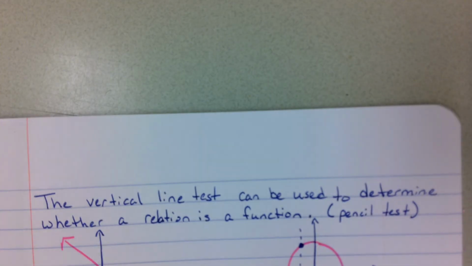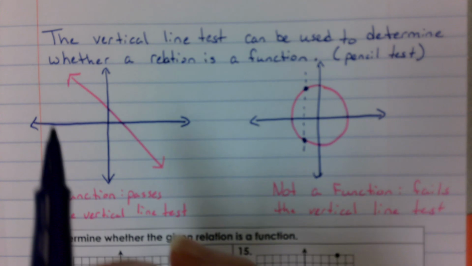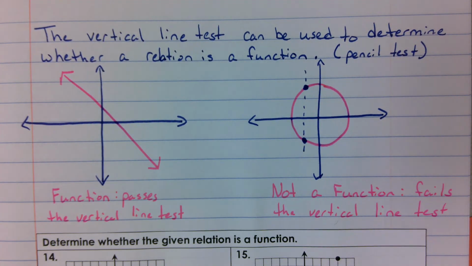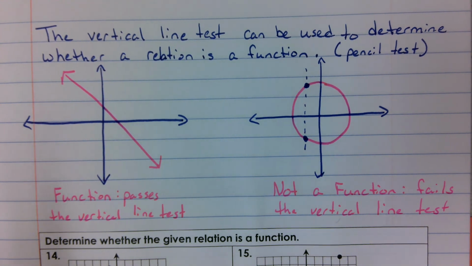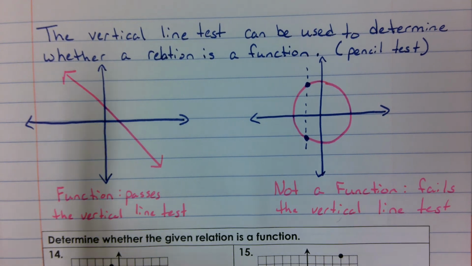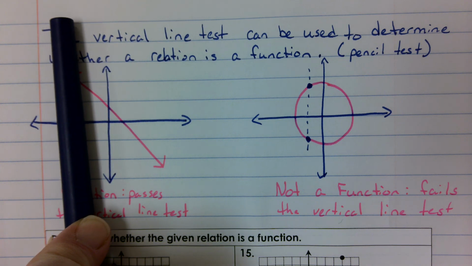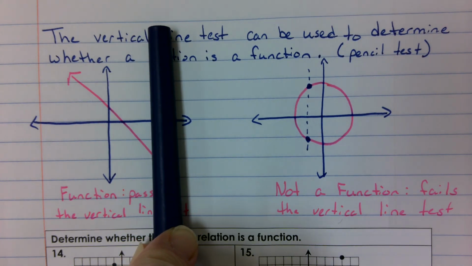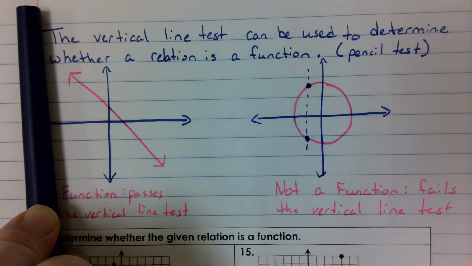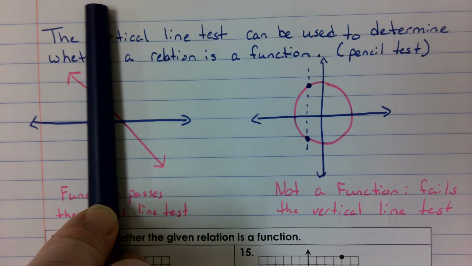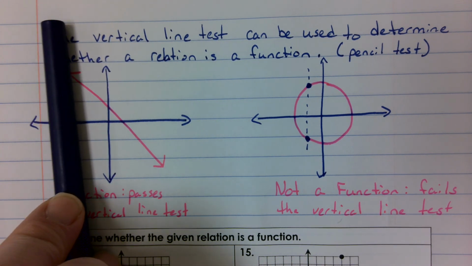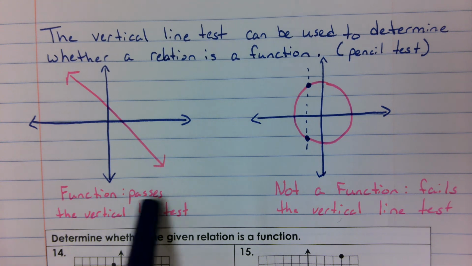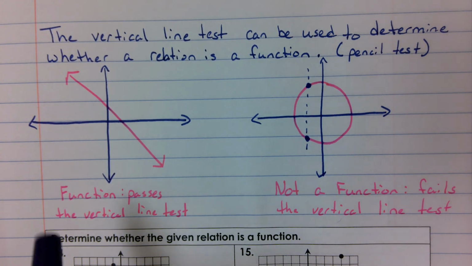All right, next we're going to look at the vertical line test. So the vertical line test can be used to determine whether a relation is a function, and we call that the pencil test. Again, we're looking for one point only to touch that pencil at a time. If when I'm crossing my pencil across that graph, I'm holding my pencil vertically, right? Vertical line test. Hold it vertically. Only touches once. So the function passes the vertical line test because it's a function.